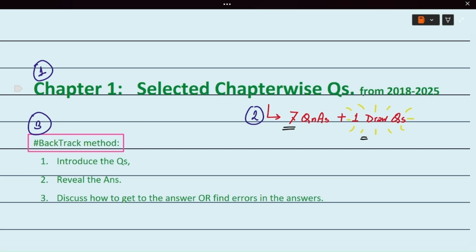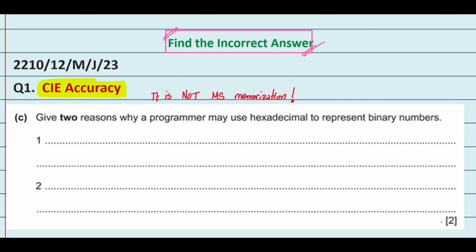First, we are going to introduce the question. Secondly, we are going to reveal the answer. And thirdly, we're going to discuss how to get to the answer, or we might even find errors in the answer. So we are going to analyze the answer. Now let's get to question number 1. Give 2 reasons why a programmer may use hexadecimal to represent binary numbers. I would appreciate it if you can try it yourself before we jump to the answer.